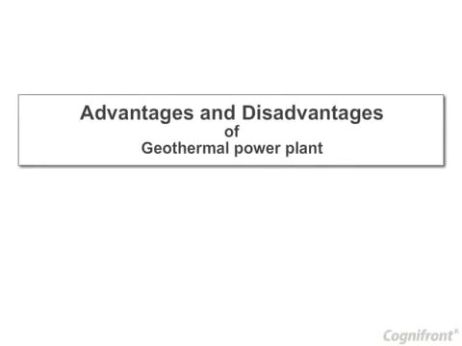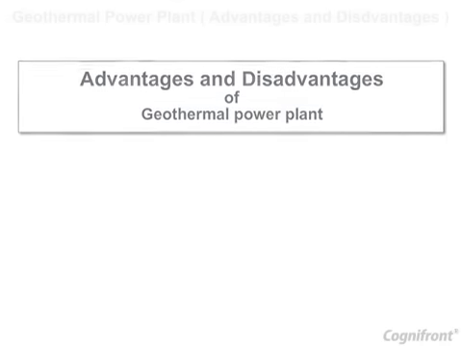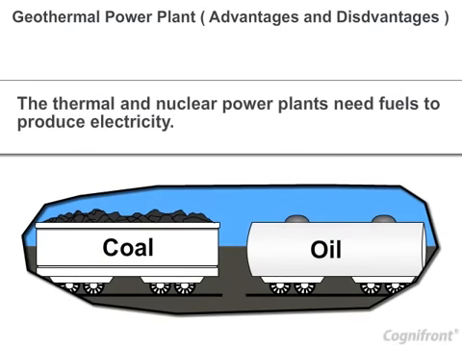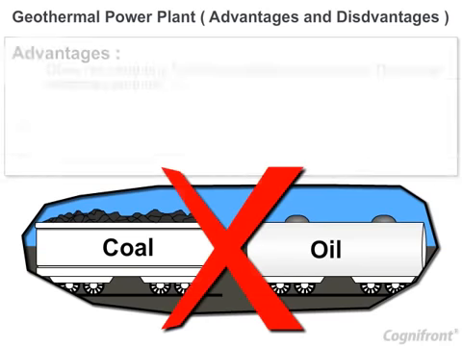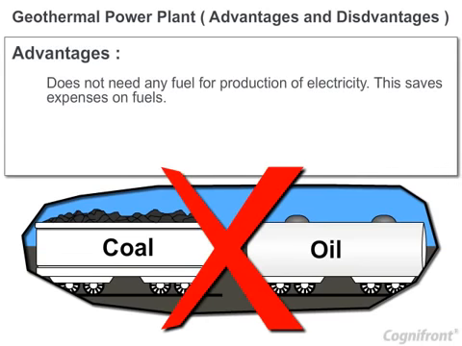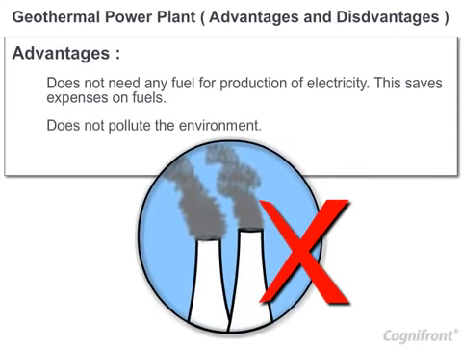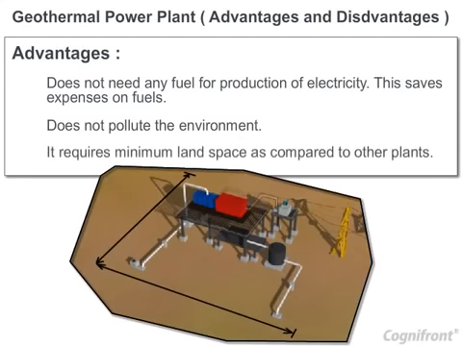Let us study the advantages and disadvantages of a geothermal power plant. Thermal and nuclear power plants need fuel to produce electricity, whereas geothermal plant does not need any fuel for production of electricity. Ultimately, this saves expenses on fuel. Geothermal plant does not pollute the environment. It requires minimum land space compared to the other plants.